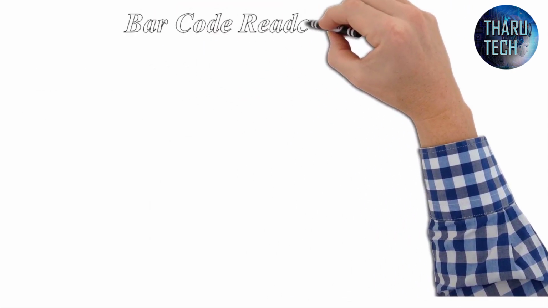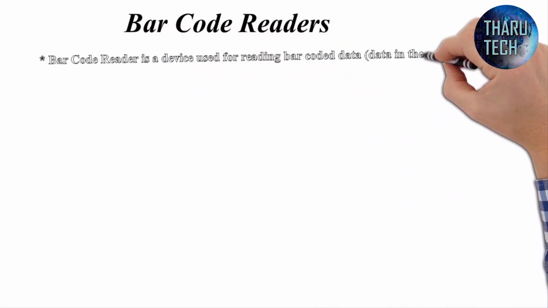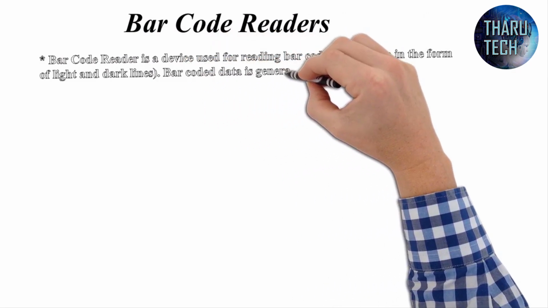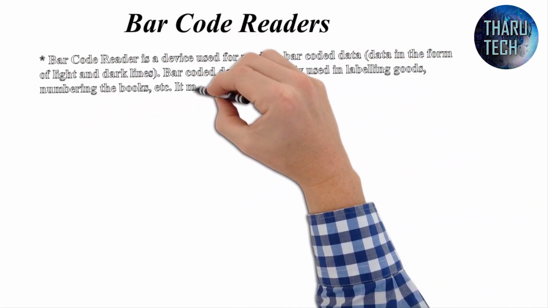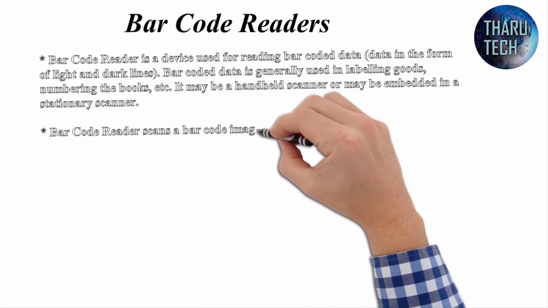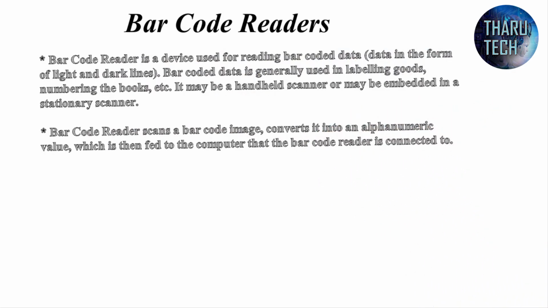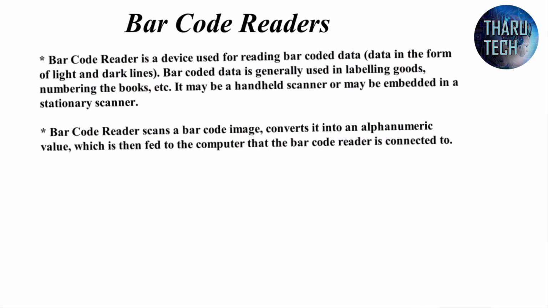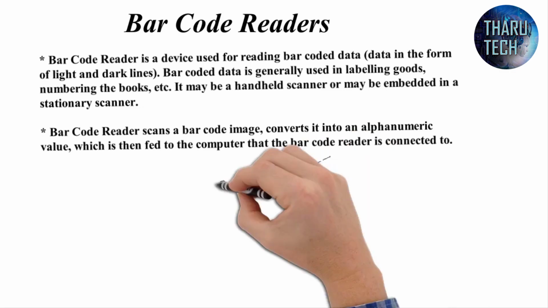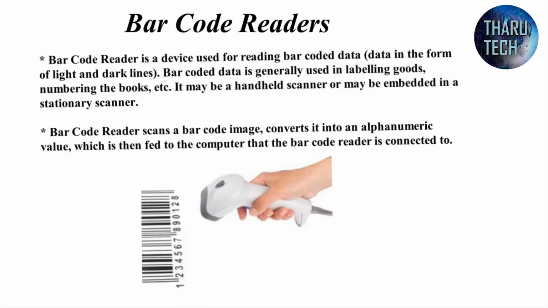Barcode readers. A barcode reader is a device used for reading barcoded data in the form of light and dark lines. Barcoded data is generally used in labeling goods, numbering the books, etc. It may be a handheld scanner or may be embedded in a stationary scanner. A barcode reader scans a barcode image, converts it into an alphanumeric value, which is then fed to the computer that the barcode reader is connected to.